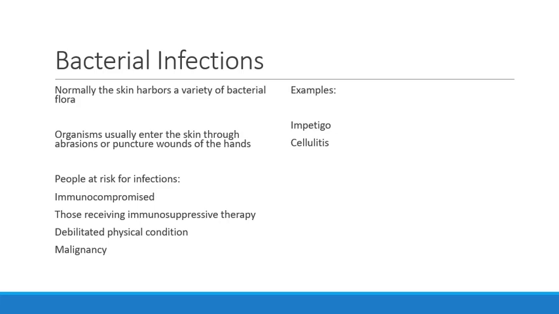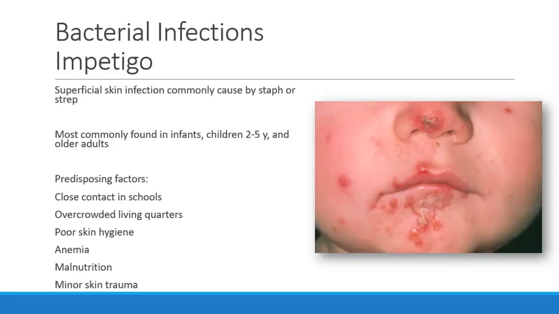Examples of a couple bacterial infections include impetigo and cellulitis. Impetigo is a superficial skin infection commonly caused by staph or strep.